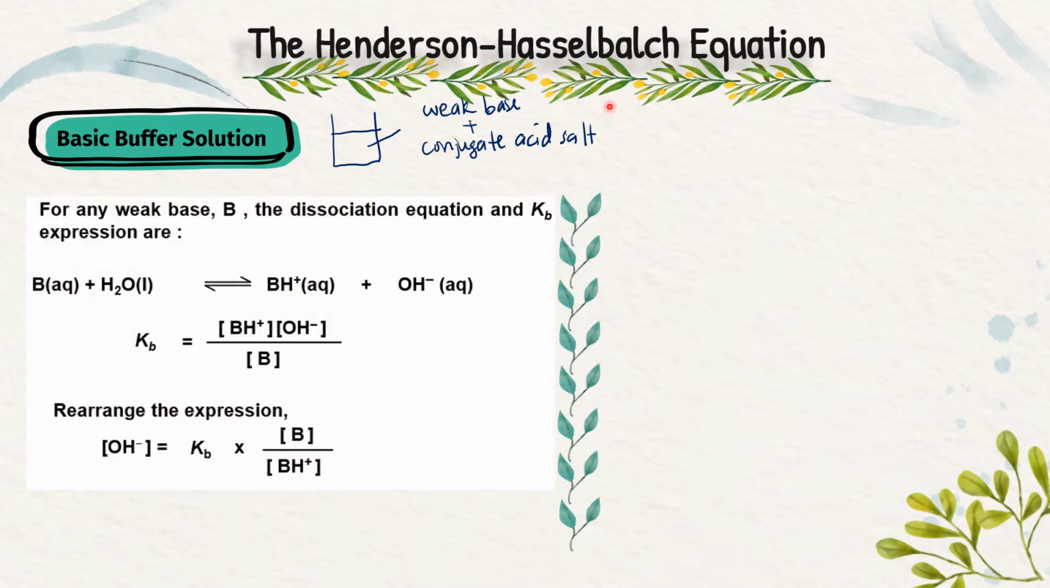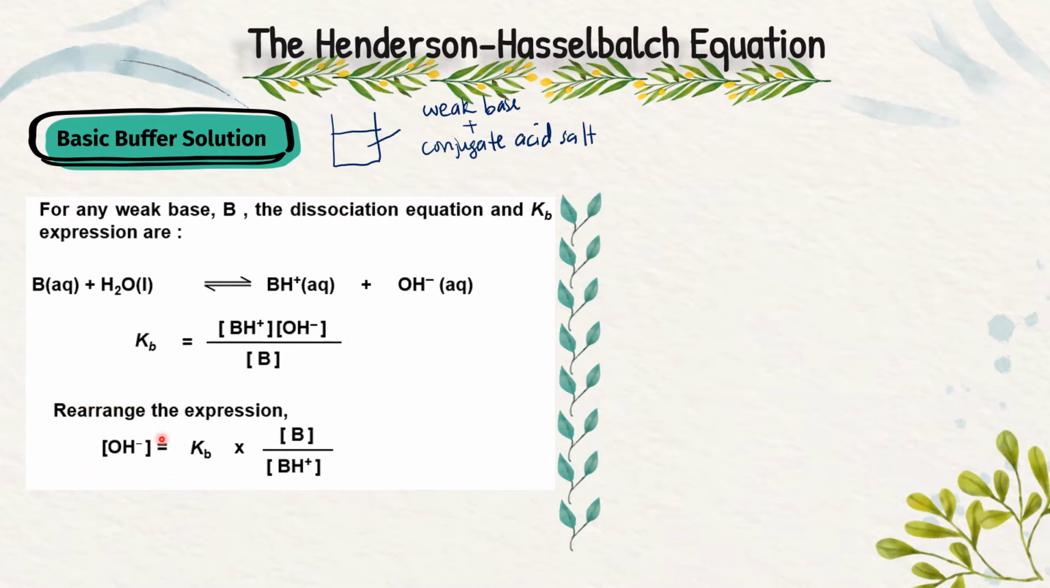Okay, so let's take a look. So, for any weak base, diwakilkan sebagai B, the dissociation equation and the Kb expression are given as follows. So, this is the dissociation of the weak base. Weak base tambah water dapat dia punya conjugate acid dan juga OH-. And this is the Kb expression. So, this is very important. Apa yang awak kena nampak dekat sini adalah, since this is a basic buffer solution which has a weak base, it's a base. So, OH- yang akan muncul dekat dalam kita punya equation.